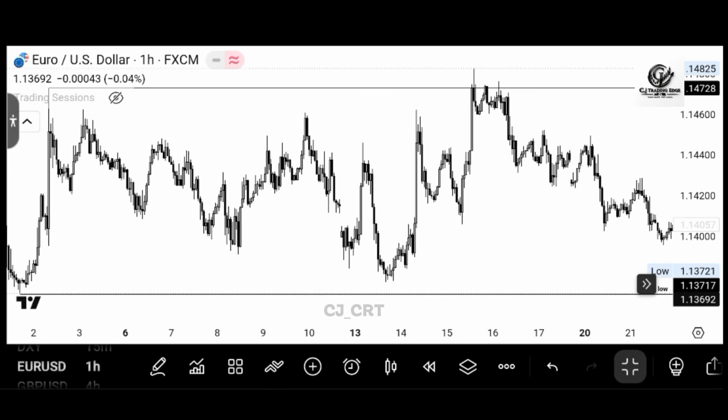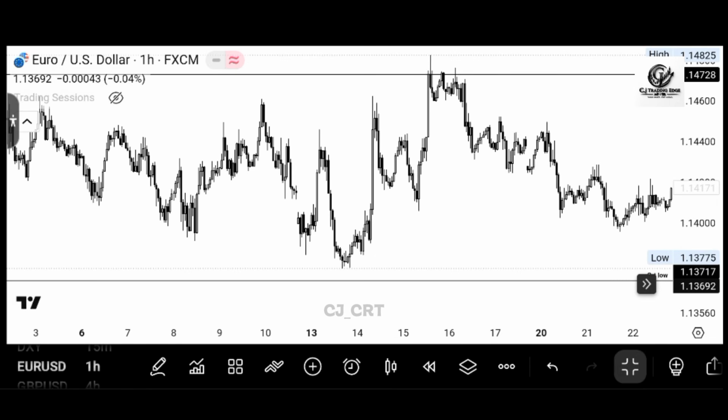Now, I think I've said it in one of my videos, and let me repeat it here. I don't think there is any specific time frame alignment for this CRT, but I will advise you to make use of the time frames I've taught you, which is, if you're trading the monthly CRT, your entry should be on the daily.